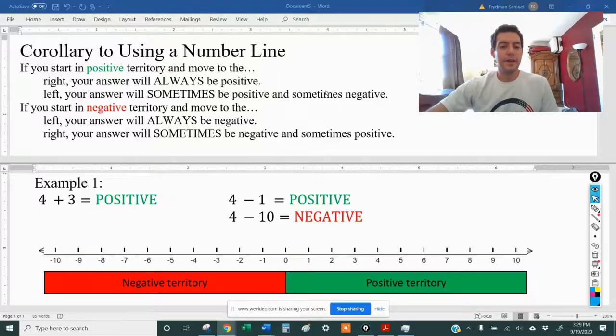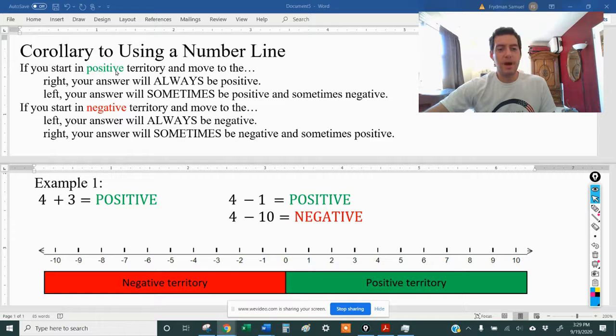Hi everybody. In this video, we're going to talk about a corollary to using a number line. A corollary is just something that follows logically from something else. So if you understand what a number line is, then you can figure out all of this other stuff. So what are we going to talk about?